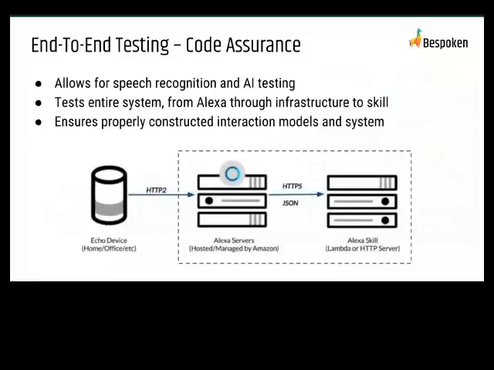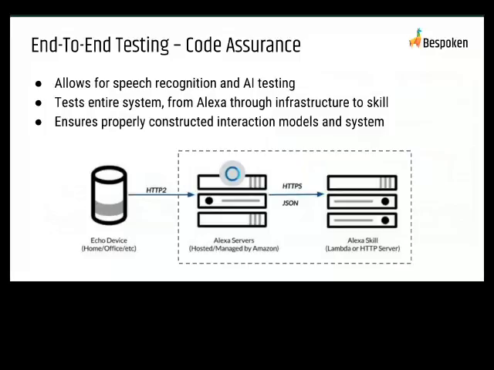But we don't only want to concentrate on that. We also want to talk about the end-to-end testing, and we want to make sure that we're doing that. Both are important because with your unit testing, your code is good. With your end-to-end testing, you're looking to make sure that the whole system is good. In particular, you're looking to make sure that your interaction model is working well. That means you're looking at the speech recognition and the AI and really trying to ensure that those are functioning correctly.